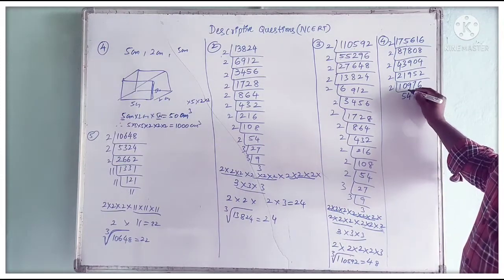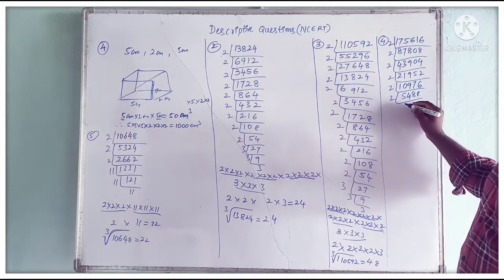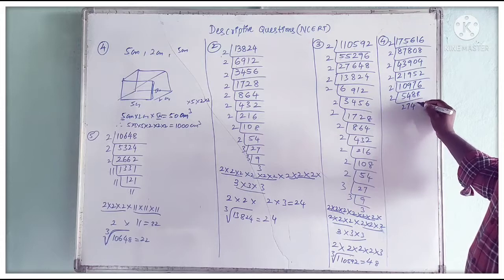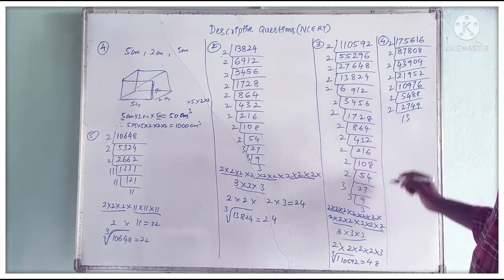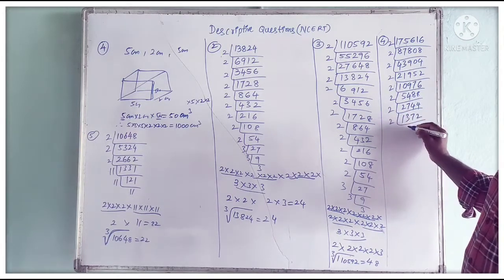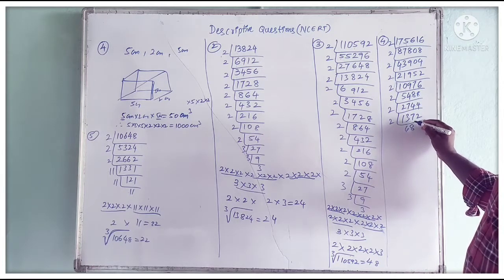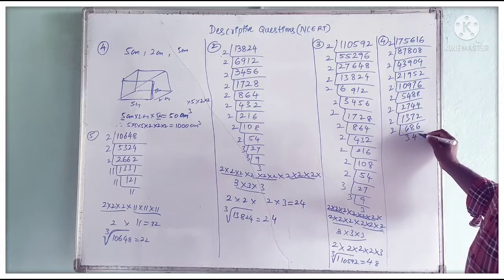2 4s are 8, 2 8s are 16, 2 8s are. Next 2 2s are 4, 2 7s are 14, 2 4s are. Next 2 1s are 2, 2 3s are 6, 2 7s are 14, 2 2s are. Next 2 6 are 12, 2 8s are 16, 2 6 are. Next 2 3s are 6, 2 4s are 8, 2 3s are.